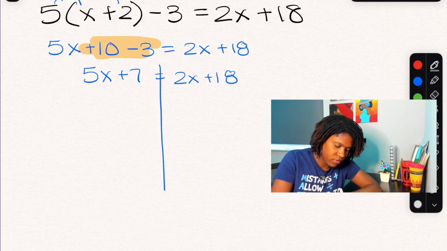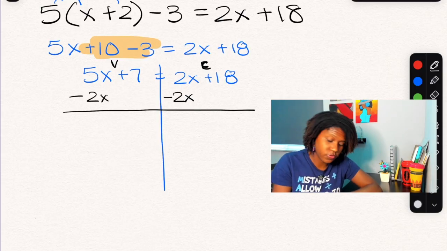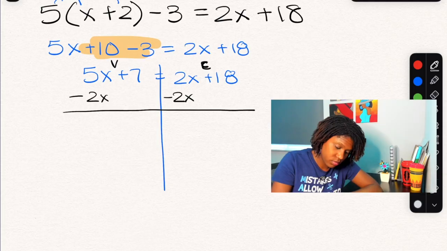Then this is where I want my variables. This is where I want my constants. So first I'm going to move my variables. If I didn't mention that before, move your variables first. 3x plus 7 equals 18.